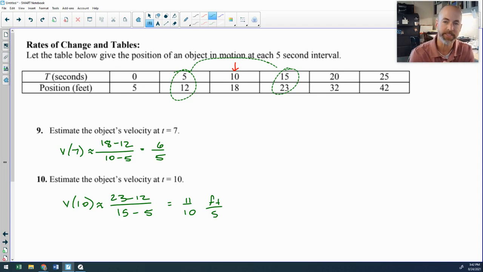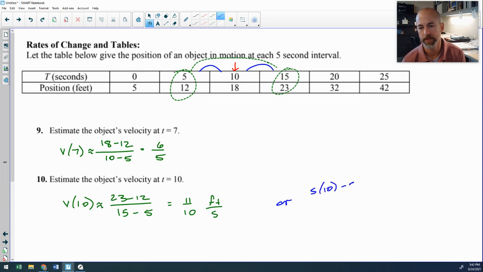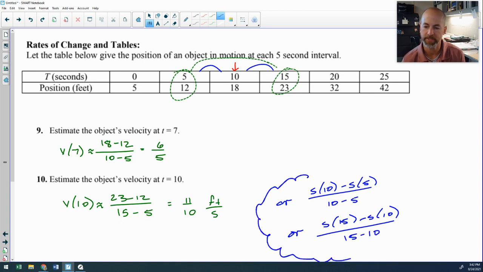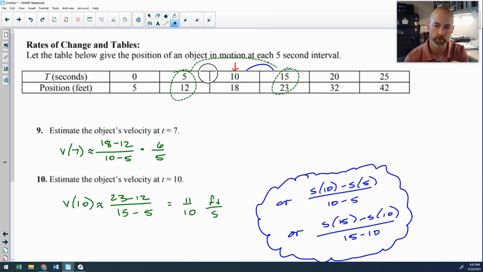Now, if your point actually is on the table and you're asked a question like this, other acceptable answers are to do the slope from 5 to 10 or the slope from 10 to 15. So you could also have done the position, I'll say S of 10 minus S of 5 over 10 minus 5. Or we could have done the position at 15 minus the position at 10 over 15 minus 10. And when this has shown up on the AP exam in the past, they accepted all 3 answers. However, my preference is to go on each side and sandwich that point. It's just the way I prefer to do it. So I'm going to label position as S, and there I'm done. I'm through talking.